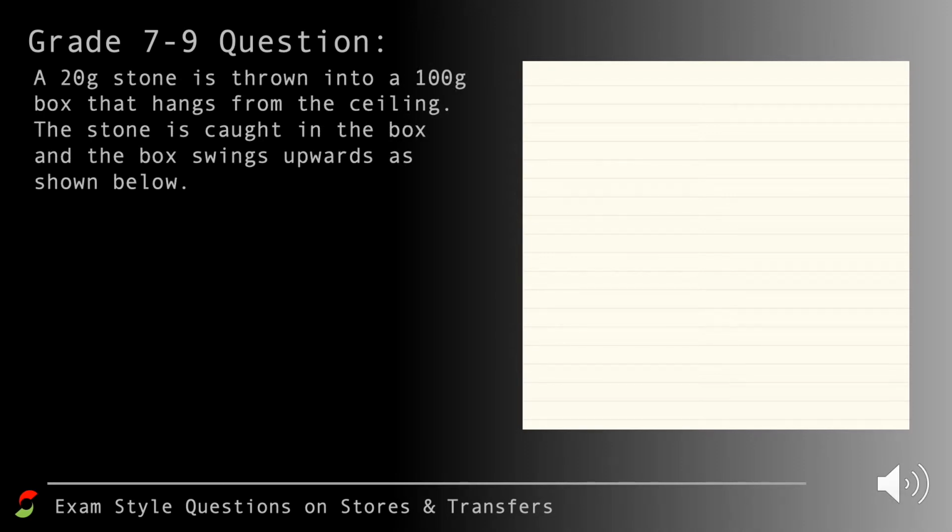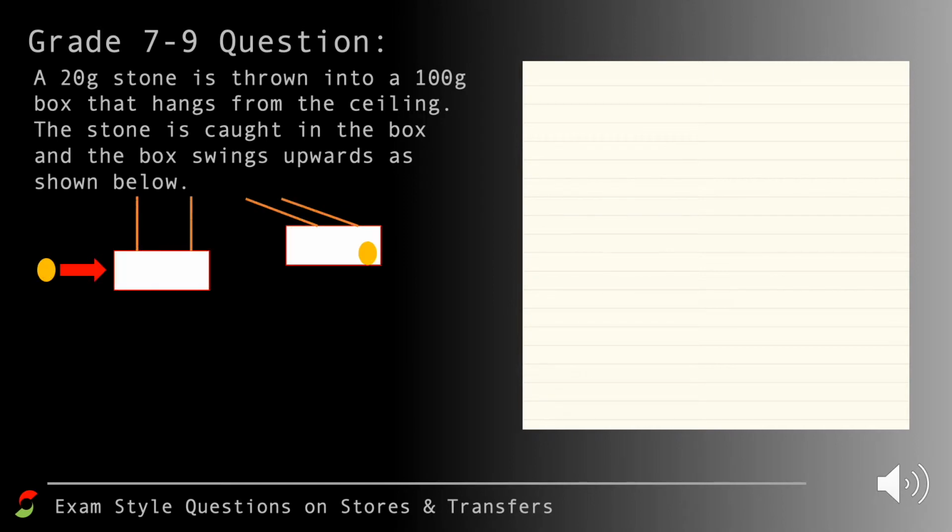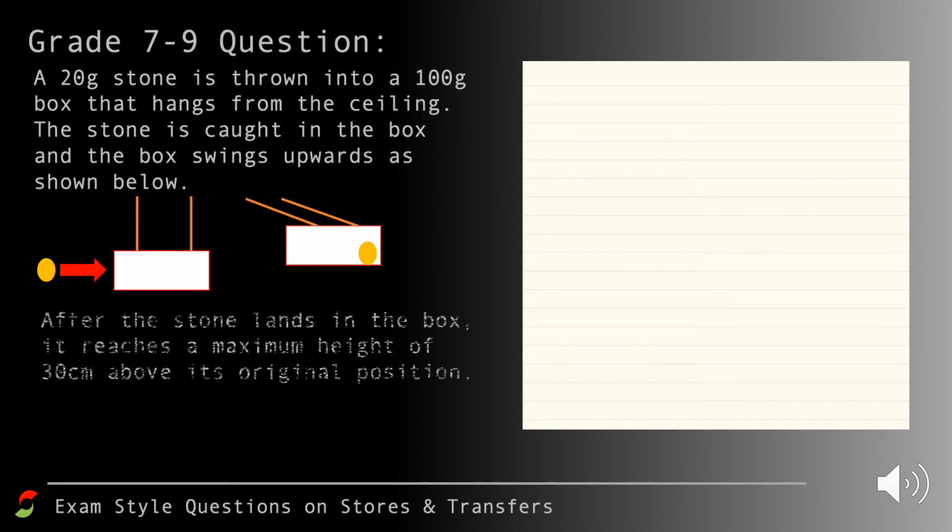So we have a 20-gram stone thrown into a 100-gram box that hangs from the ceiling, and the stone is caught in the box and it swings upwards as shown below. Okay, so we've got a stone coming in from the left, lands in the box, and the box swings up and goes up in the air. And if we look at the question, after the stone lands in the box, it reaches a maximum height of 30 centimeters above its original position.